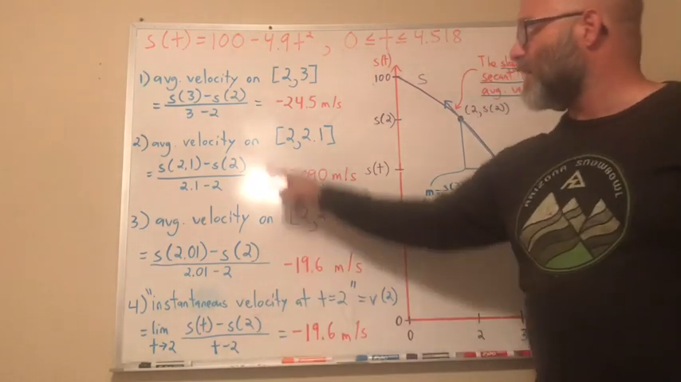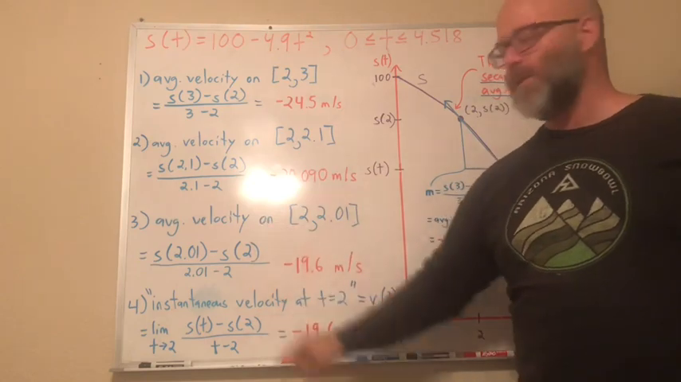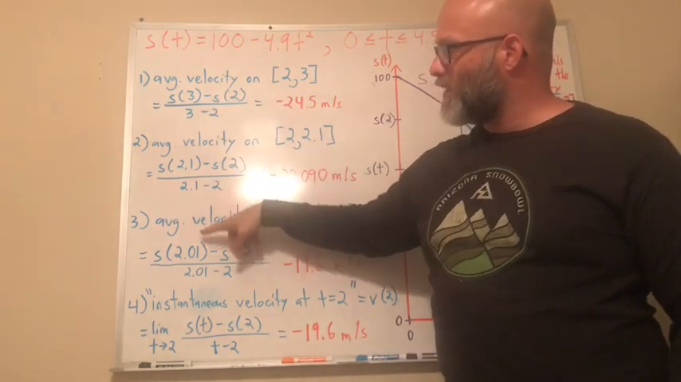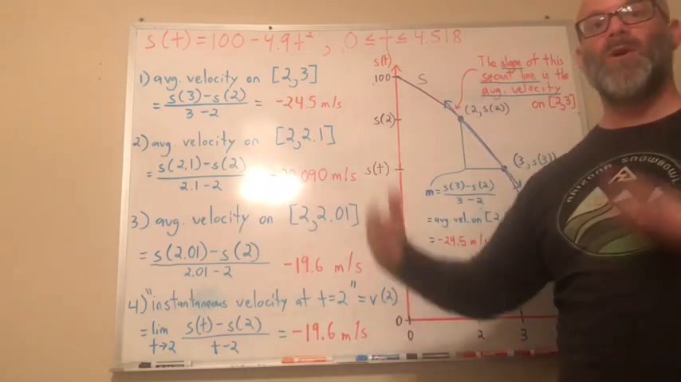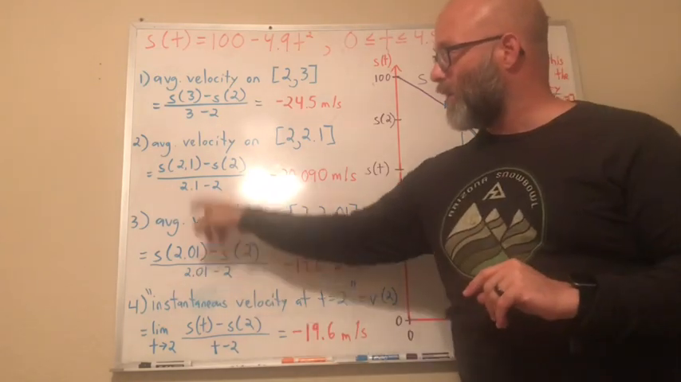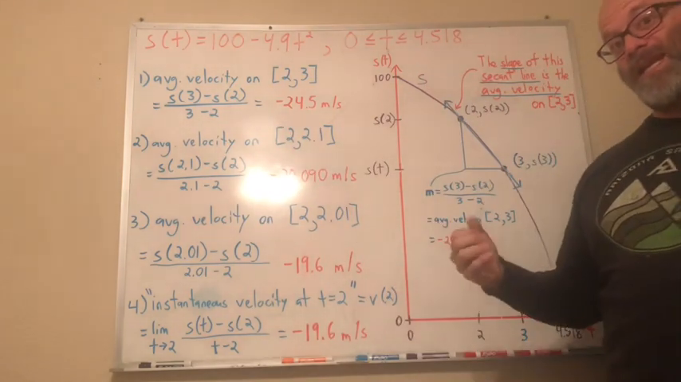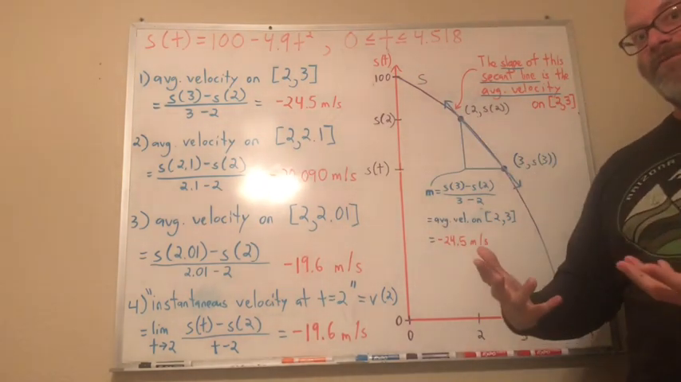2, s of 2 doesn't change. But look, 3, s of 3, 2.1, s of 2.1, 2.01, s of 2.01. We're getting this point right here closer and closer to the point 2, s of 2. How do you make it infinitely close? What method do we have for that?